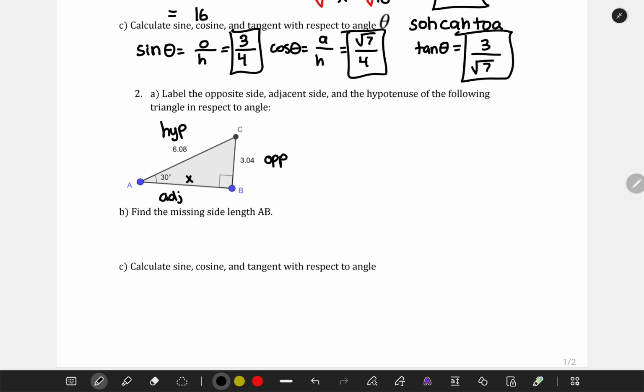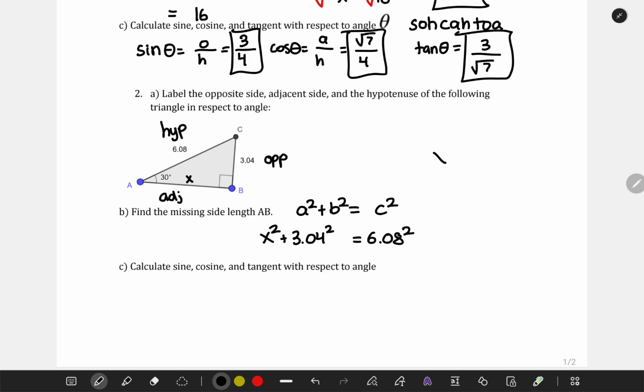Okay, then we're going to look at part B. I have to find the missing length AB, and so we're going to do the same thing again. A squared plus B squared equals C squared. Remember, C is going to be our hypotenuse. Our hypotenuse this time is 6.08, so I'm going to say 6.08 squared. And then what I can finally do is plug in my values. A is going to be x, so x squared, plus 3.04 squared.